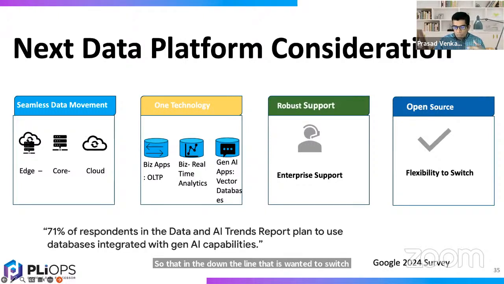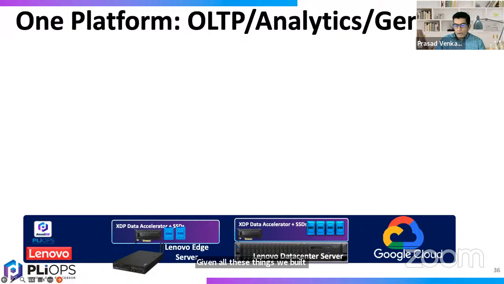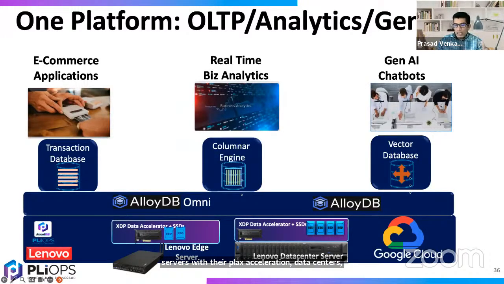Given all these things, we built this one platform to serve the different analytical needs of the enterprise. From an infrastructure side: Lenovo edge servers with acceleration, data centers, again with acceleration, and Google Cloud for AlloyDB Omni, where Omni runs on the edge and on-premise, and AlloyDB runs on Google Cloud. It's a single database that serves as a transaction store, columnar store, and vector database, for you to build anything from an e-commerce application to real-time and generative chatbots.